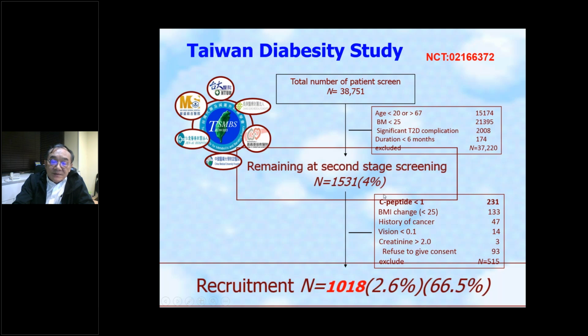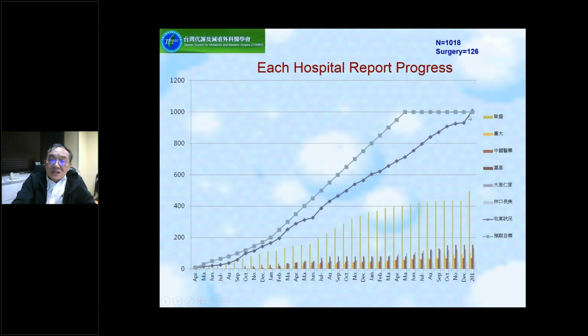I think most of them were excluded because of the exclusion criteria. They are either too old or the BMI is too low. Otherwise, the organ function is not good enough. So after the first stage of screening, we go into the laboratory. We need to exclude some patients again because of renal function impairment or a C-peptide lower than 1. So the truth is, after 3 years, we finally recruited 1,000 patients.